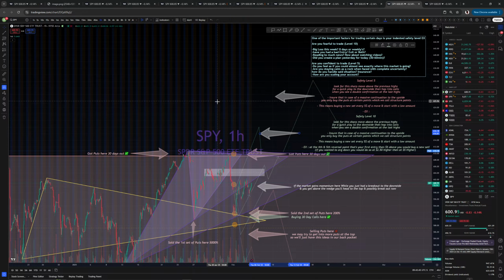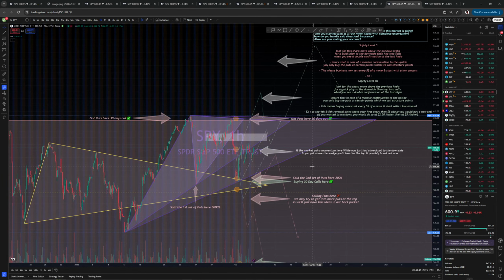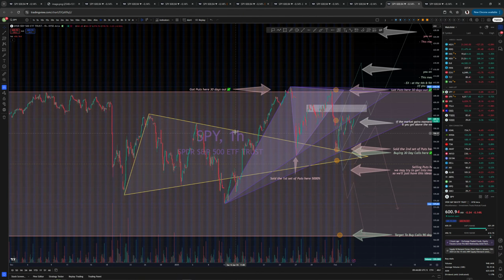Read whatever is on my screen right here. This is basically another key. If the market gains momentum here while you had a breakout to the downside and you get above this wedge, which is this purple line here, you're going to head to the top and possibly break out at the top now. How do I know that? For instance, look at this yellow wedge here, right? You broke out the bottom of this triangle. What happened right after that? You broke out to the top, right?